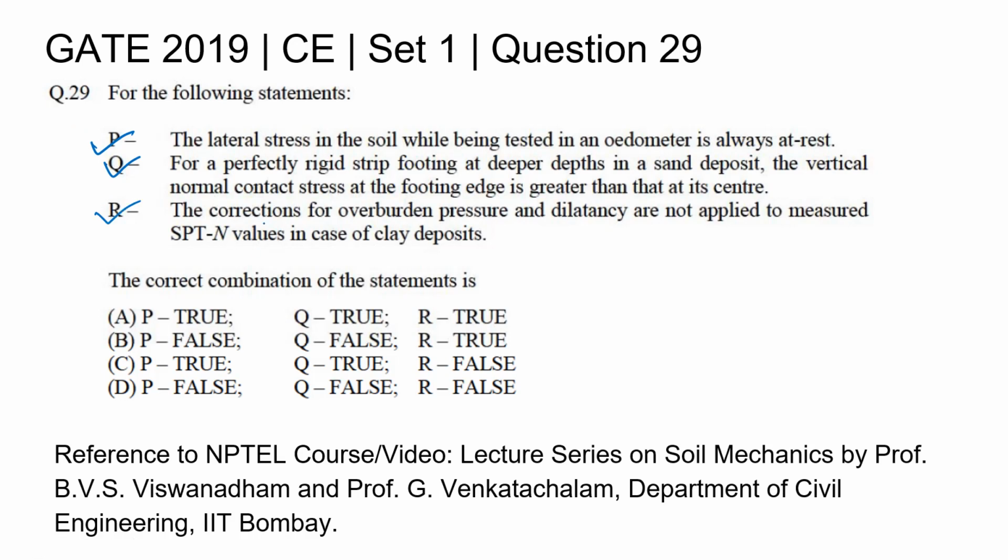Statement R says the correction for overburden pressure and dilatancy are not applied to measured SPT N values in case of clay deposit. The correct combination of the statements is: option A is true, true, true. Option B is false, false, true. Option C is true, true, false. Option D is false, false, false.